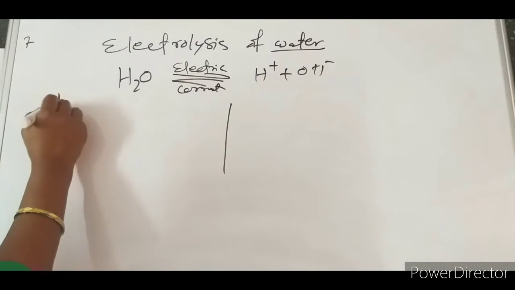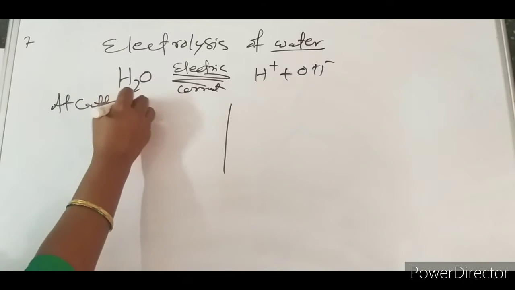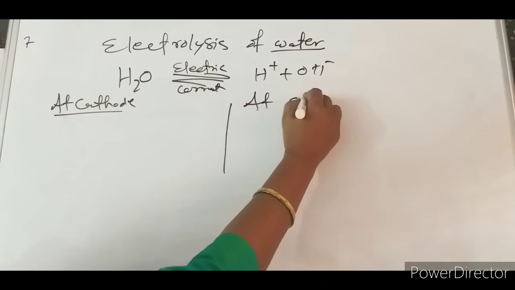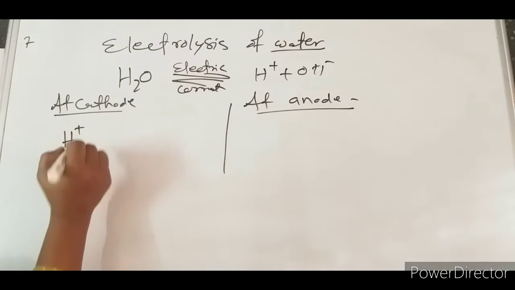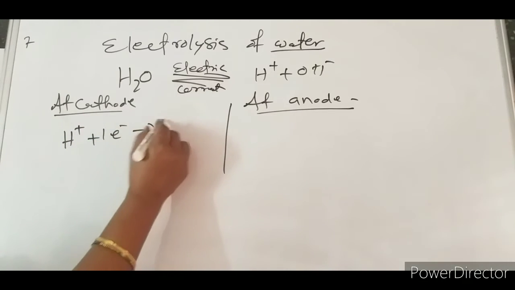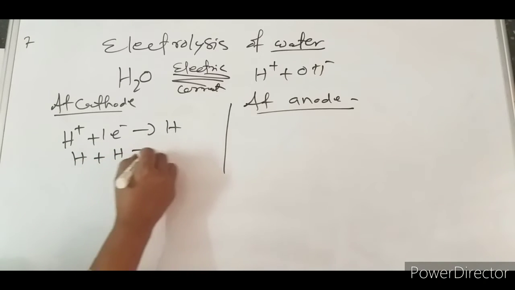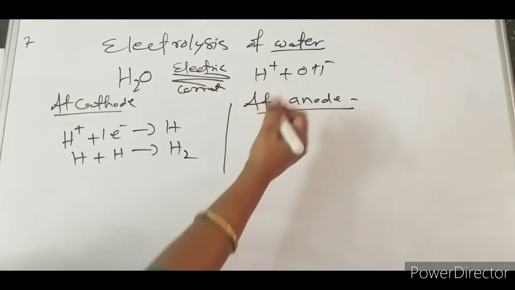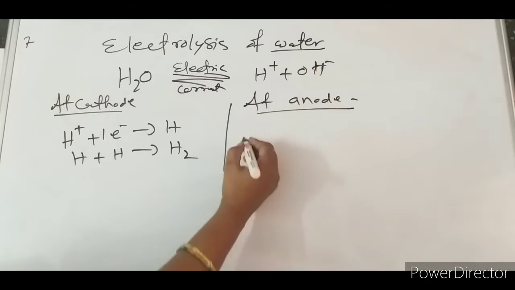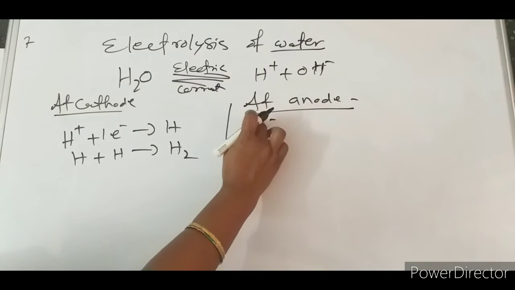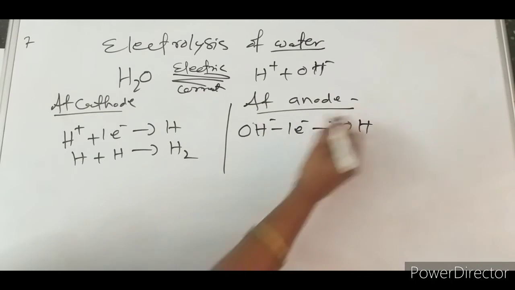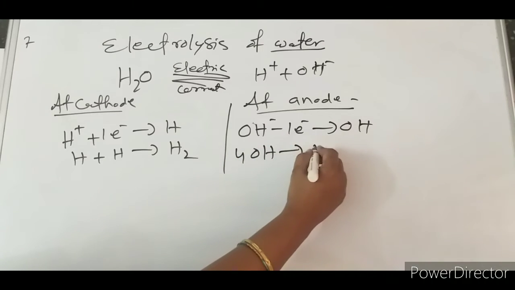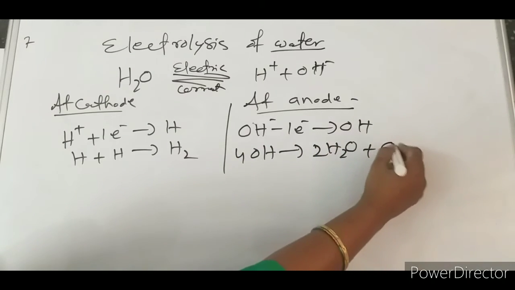Okay, here at the cathode, what happens? Which one will move towards the cathode? Hydrogen will move towards the cathode. So H plus plus 1 electron gives rise to hydrogen, H2. And in the case of OH minus, it loses 1 electron to give OH. 4 such OH give rise to 2 water plus 1 oxygen.